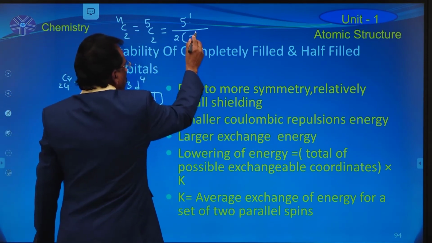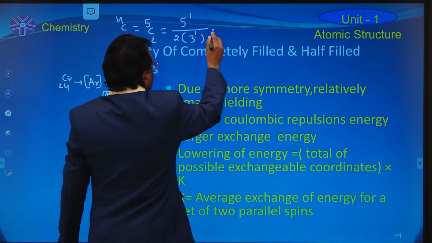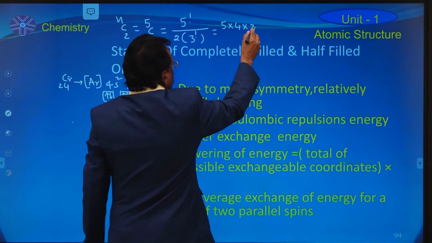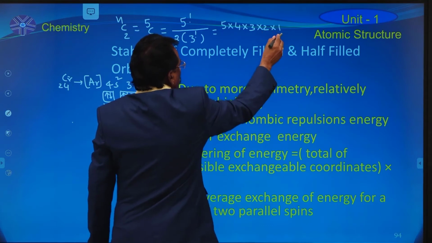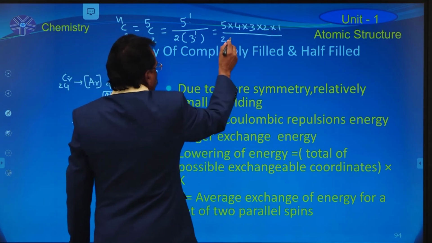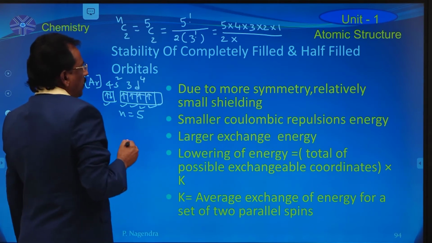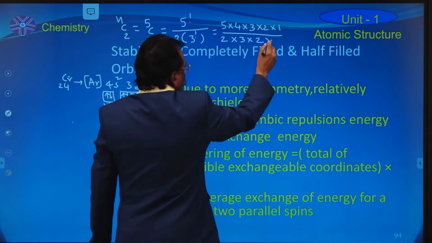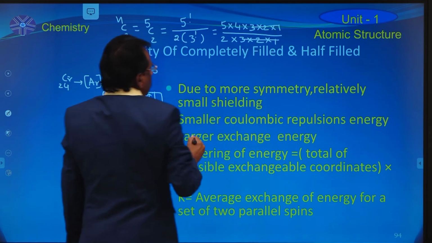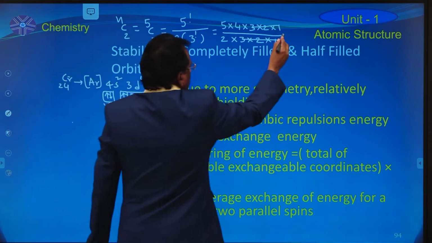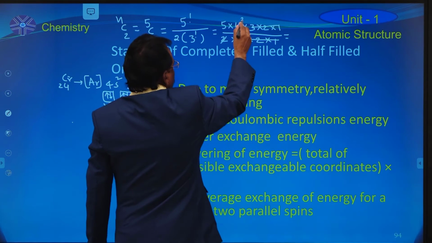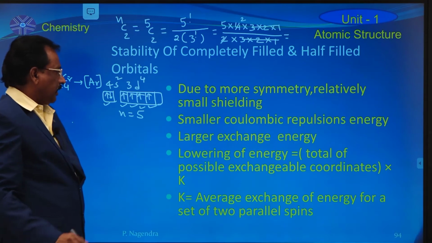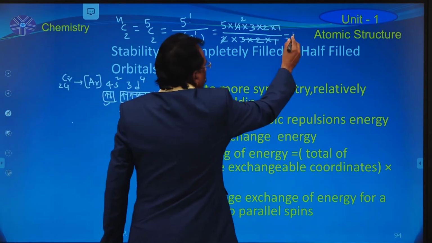that is equal to 3 factorial. So this is nothing but 5 factorial, that is 5 into 4 into 3 into 2 into 1, divided by 2 into 3 factorial. 3 factorial means 3 into 2 into 1. Now these are cancelled together. Now the number of possible exchange coordinates is equal to 5 into 2, 10.